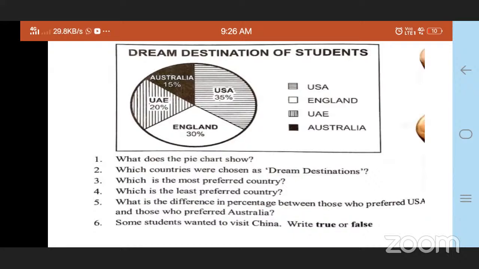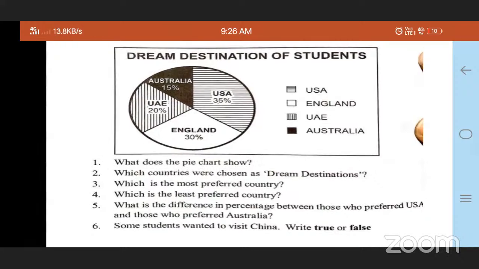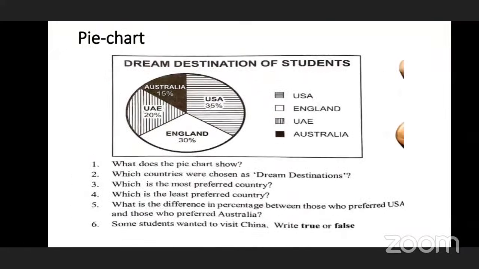Some students wanted to visit China. So this is a true or false question. Let us check how many countries we have. 4. What are they? USA, England, UAE, Australia. Do we have China in the list? No. So this is a false statement. False is the answer. So this is how a pie chart needs to be answered, dealt with in the examination.